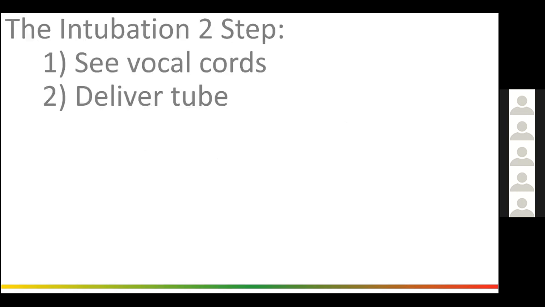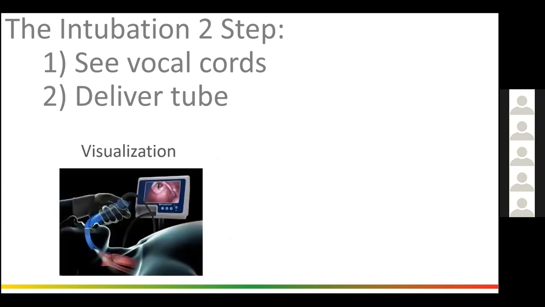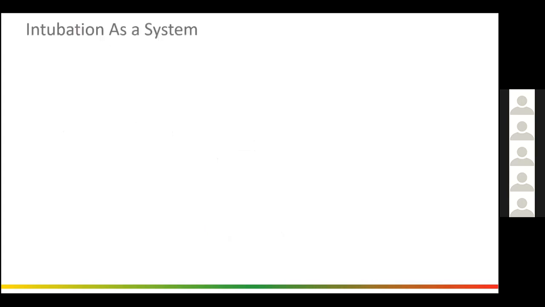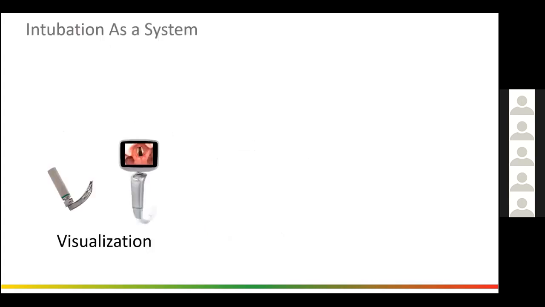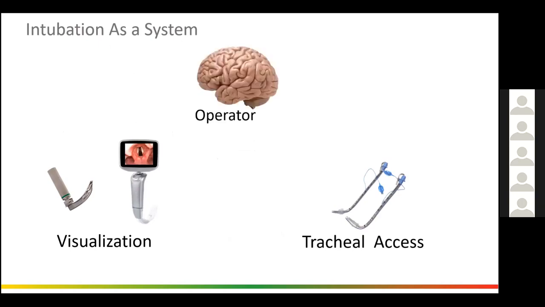So intubation is a 2-step procedure. We've got to be able to see the vocal cords, and then we've got to not only be able to see, we have to be able to deliver a tube through the vocal cords. So again, we're going to break it into 2 components, visualization components, tracheal access components, intubation as a system, again, visualization components, tracheal access components, and operator component. Okay, now, the important thing to understand here is all of these components need to be in balance or the system does not work well.